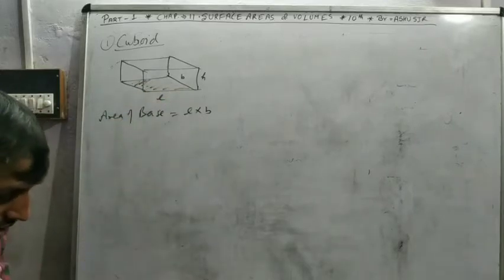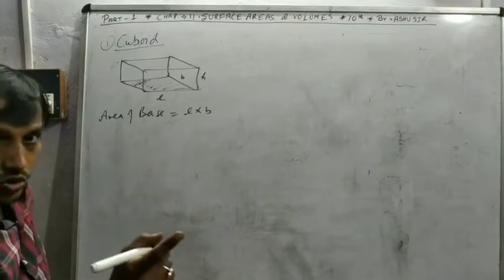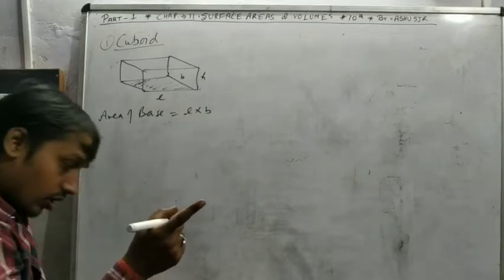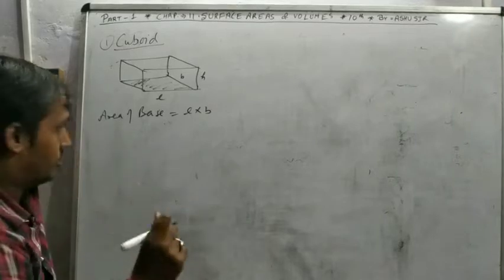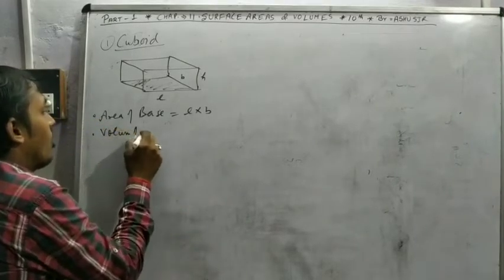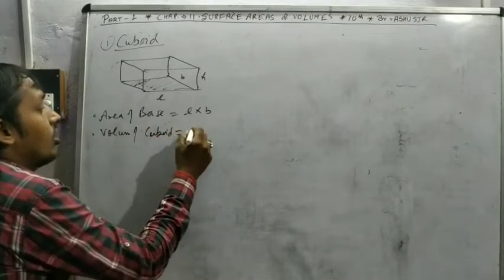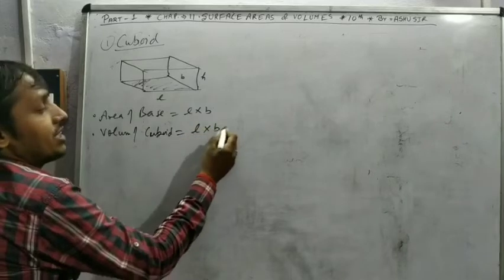We have to write just some more formulas in this volume. This formula I used to solve the questions. Volume of cuboid, that is area of base into height.